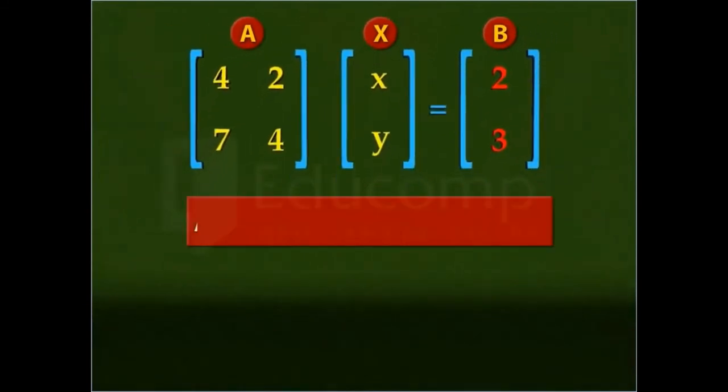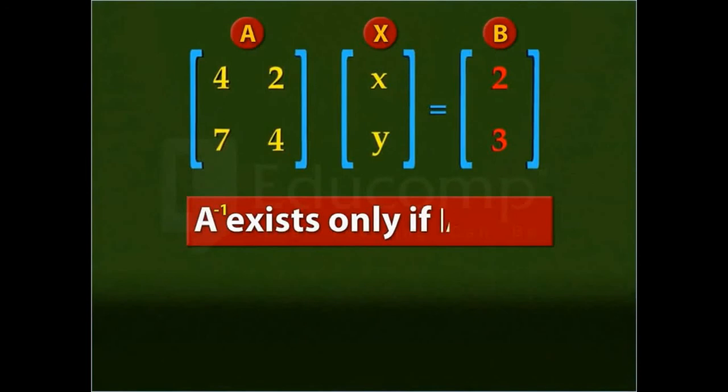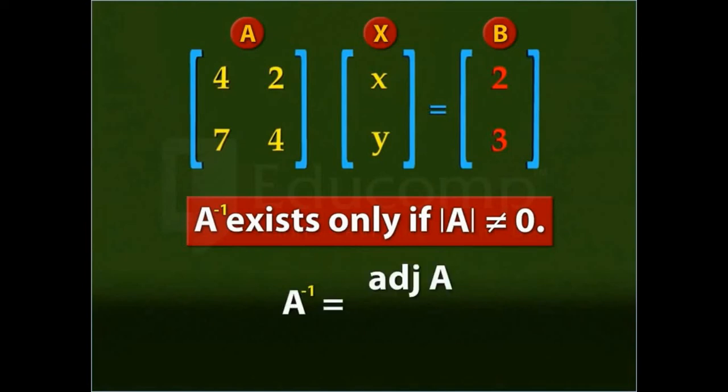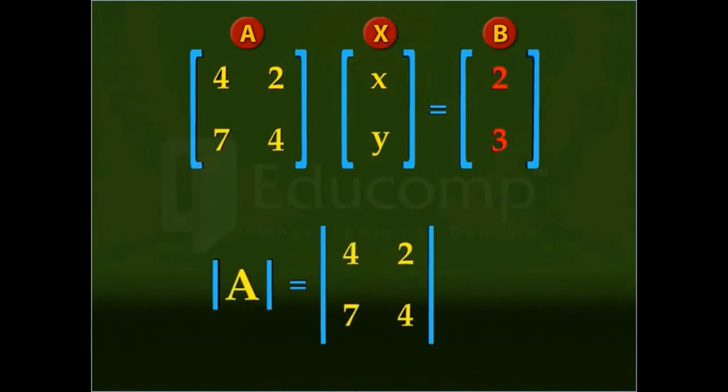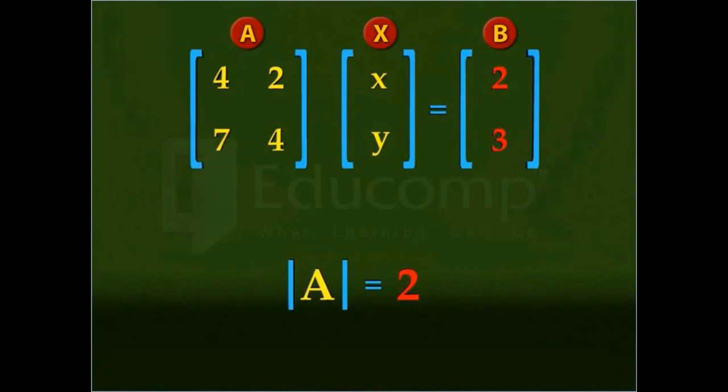Recall that the inverse of a matrix exists only if the determinant of the matrix is non-zero. This is because the inverse of a matrix is equal to the adjoint of the matrix divided by its determinant. Here, the determinant of matrix A is 2. Hence, its inverse exists.